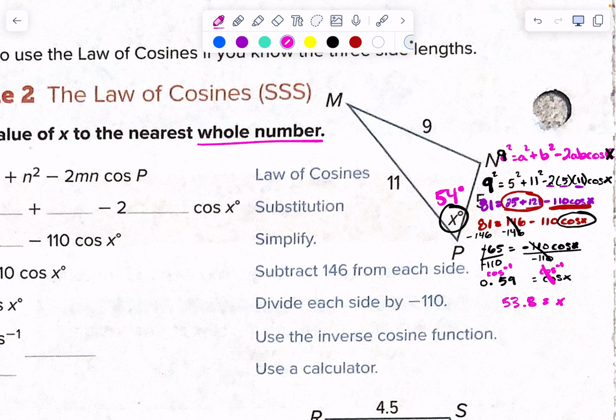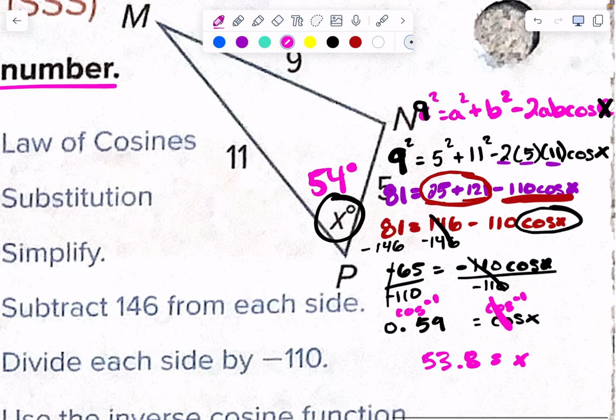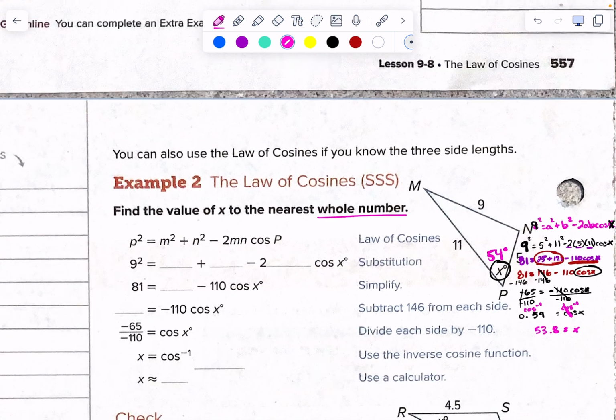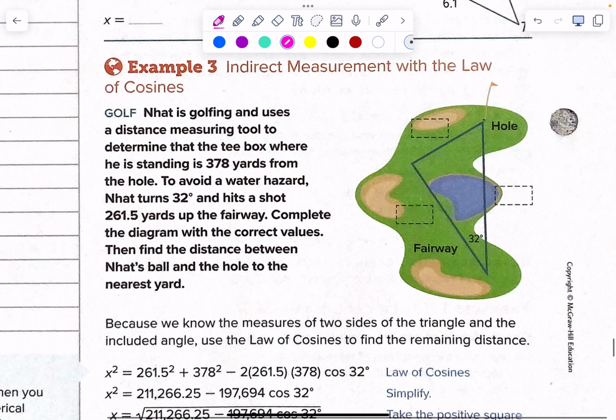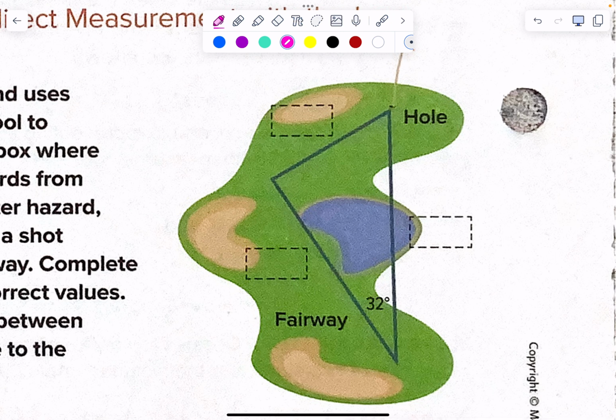Does that seem reasonable, that it would be 54 degrees for x? Yeah, I believe it. Okay, good? Whew, what a mess. Okay, let's do another one. Example 3, just the last one. Then we'll do number 3 together in your homework. If you are just joining, this is a good place to join in because we're doing all of these all over again.